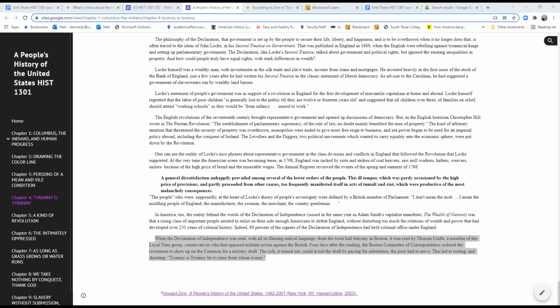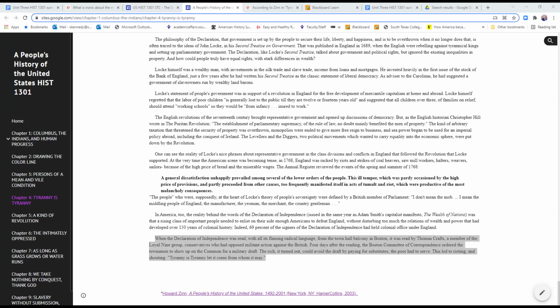When the Declaration of Independence was read, with all of its flaming radical language, from the town hall balcony in Boston, it was read by Thomas Crafts, a member of the Loyal Nine Group, conservatives who had opposed militant action against the British. 4 days after the reading, the Boston Committee of Correspondence ordered the townsmen to show up on the common for a military draft.